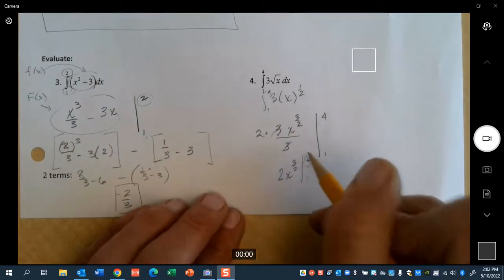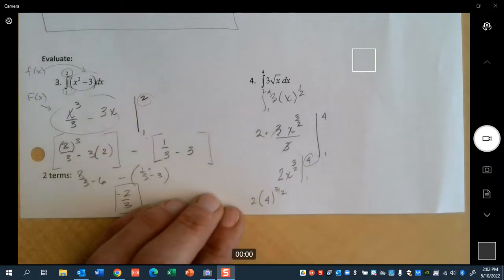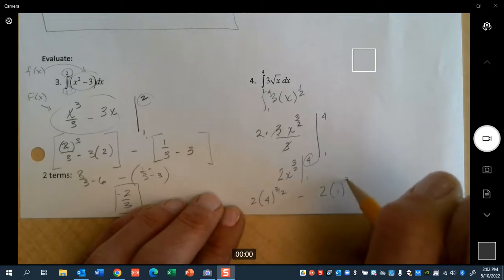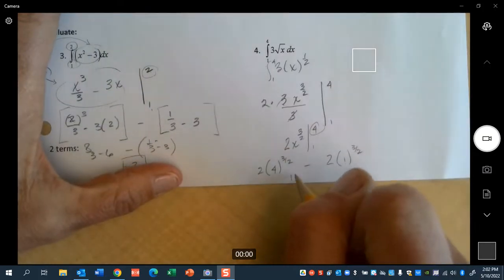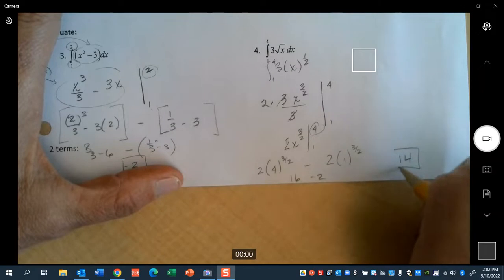So my F of b is 2 times 4 to the 3/2 power minus 2 times 1 to the 3/2 power. Take the square root first. Square root of 4 is 2. 2 cubed is 8. 2 times 8 is 16. Minus 2, your answer here is 14.